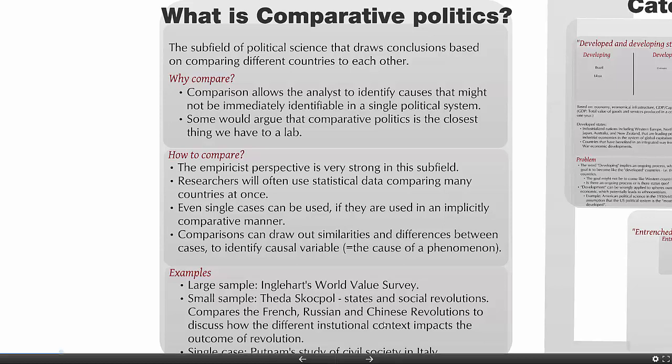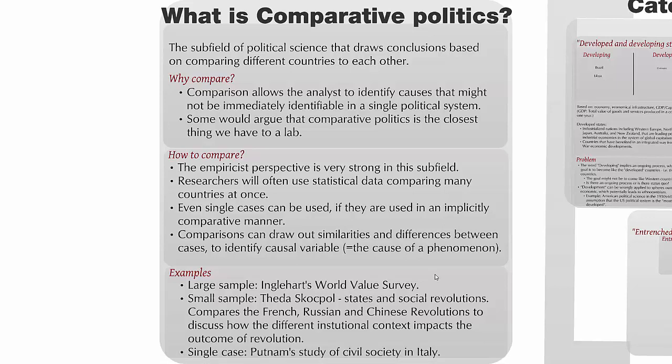The empiricist perspective is very, very strong in this subfield. Very many of us who work with comparative politics use statistical data to compare many countries at once. We can have very large samples. But even single cases can be used if they're used in an implicitly comparative manner. Comparisons can draw out similarities and differences between the cases to identify, as I mentioned, that causal variable, the cause of the phenomenon.